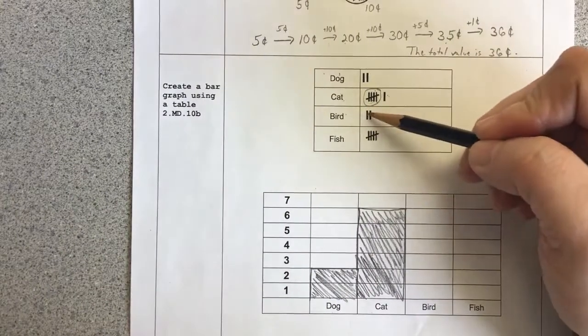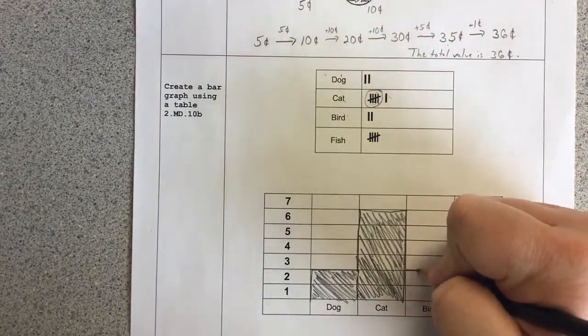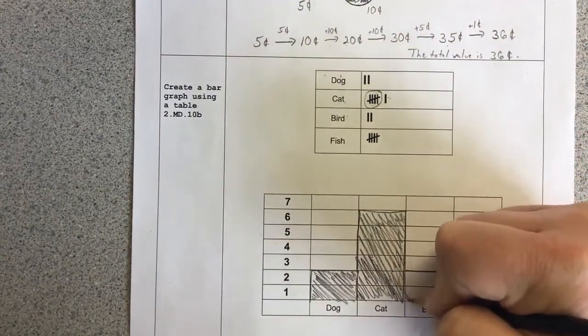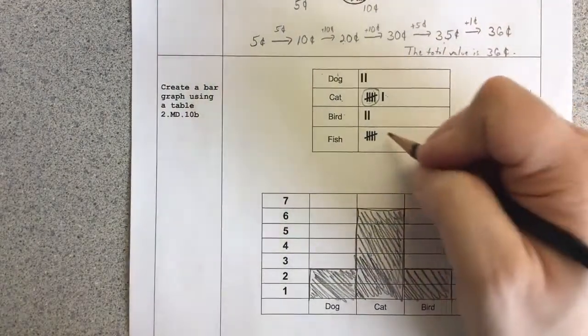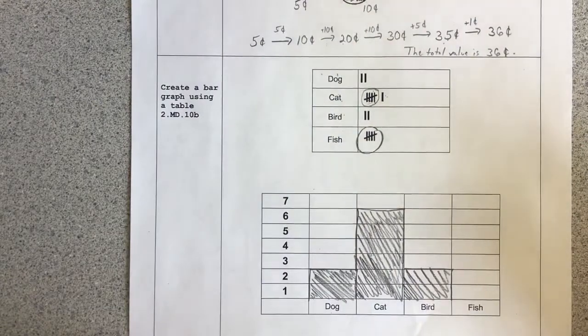Okay, bird, 1, 2. And now fish. I see that bundle, and immediately when I see that, I know that's a 5.